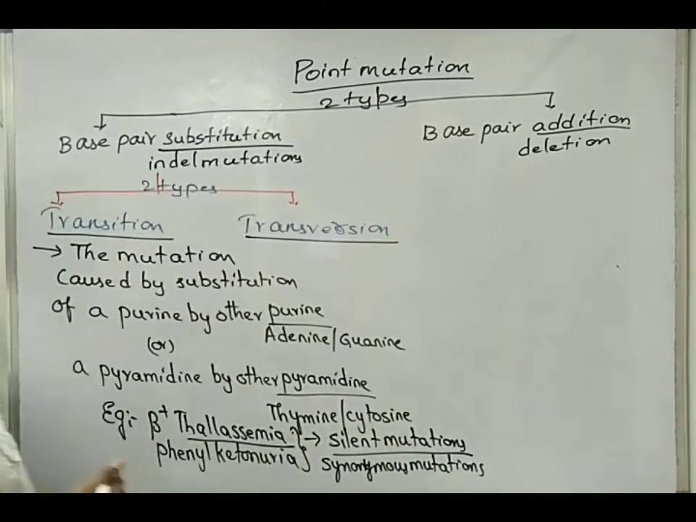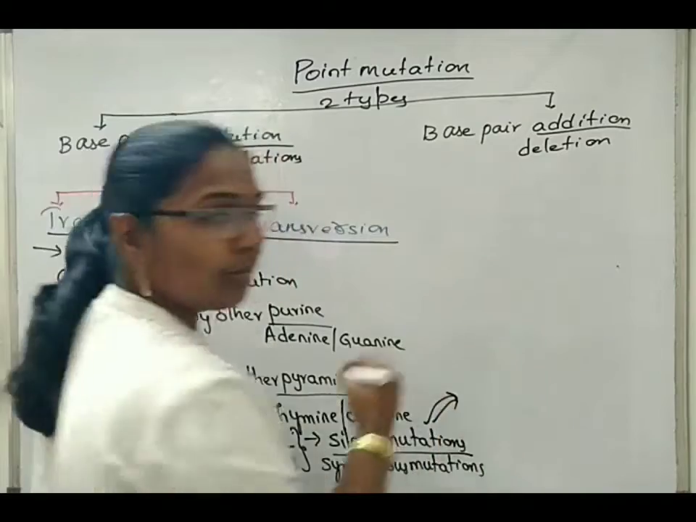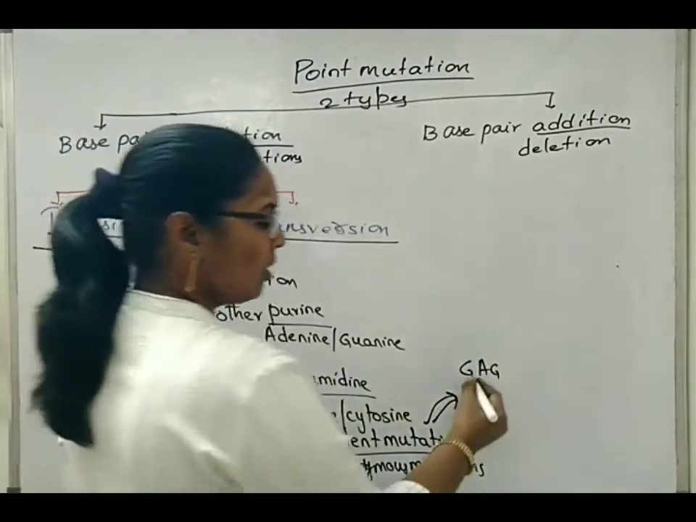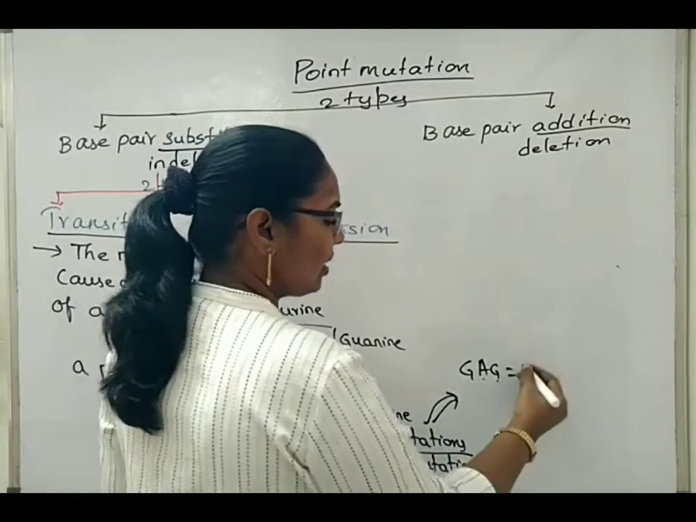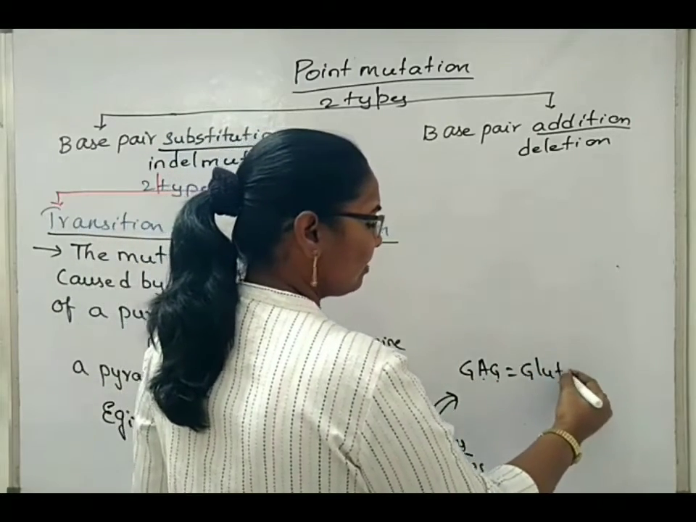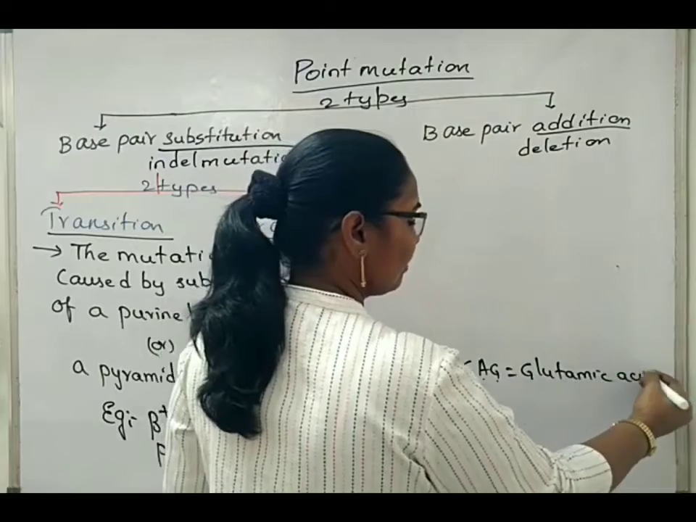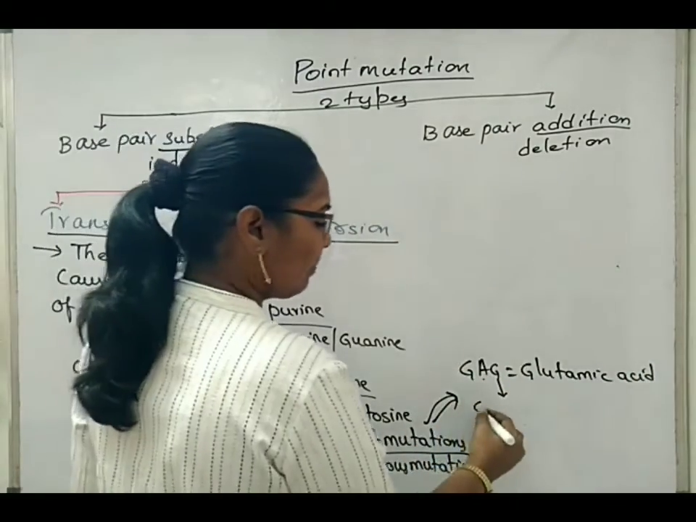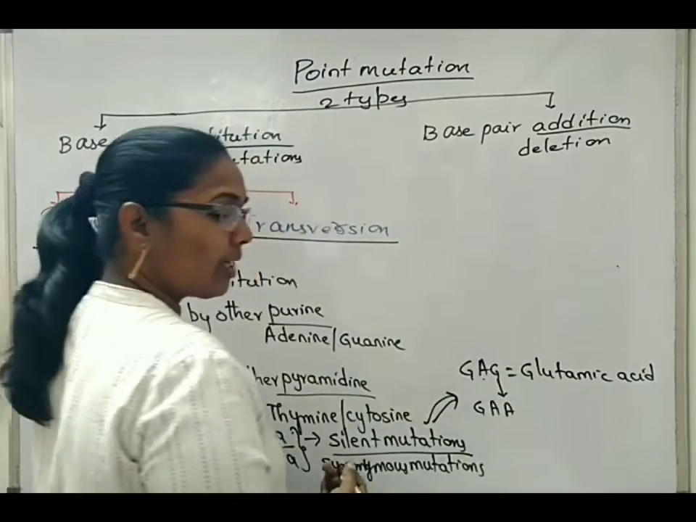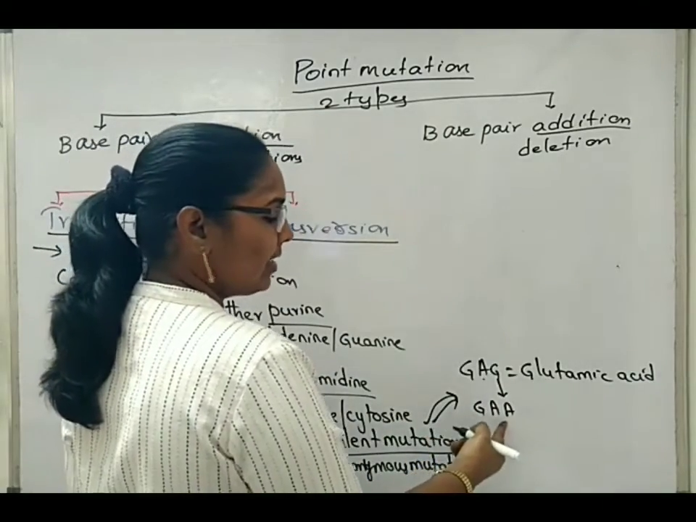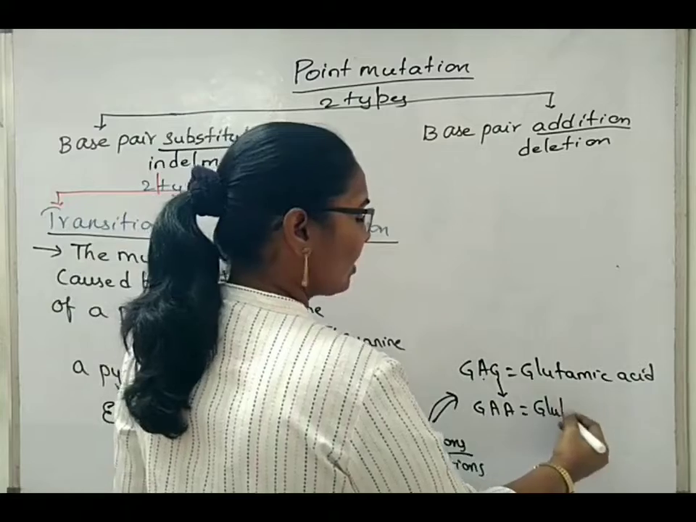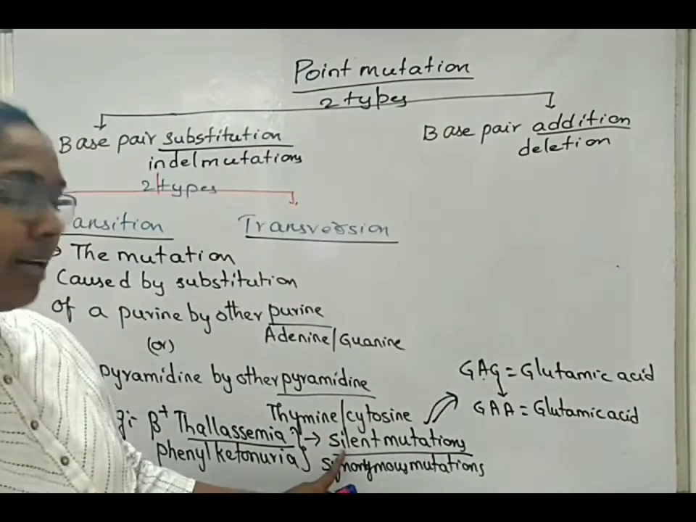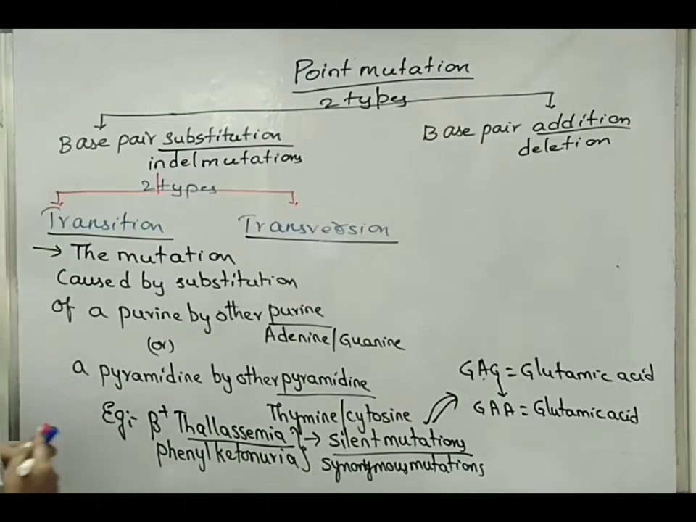Now, as an example for silent mutations, we can write GAG as one codon sequence, guanine, adenine, guanine, that is coding for glutamic acid. Here, this purine is replaced by another purine during the mutation, giving another codon sequence, that is guanine, adenine, adenine. It also codes for glutamic acid only. Such types of mutations are given the term silent mutations.